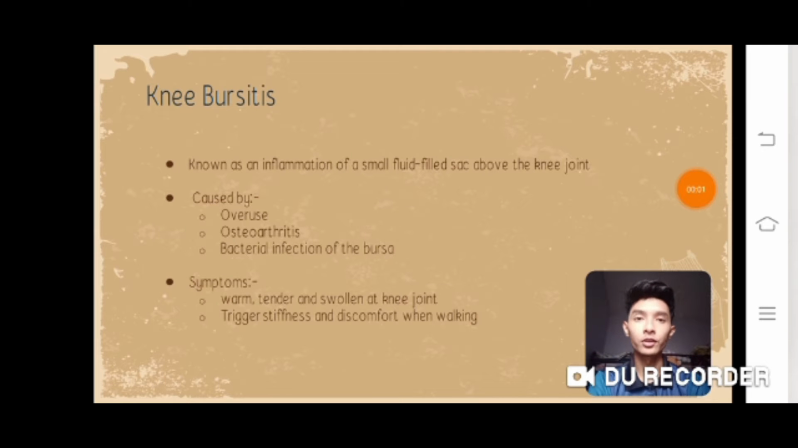Okay, for the third injury is knee bursitis. It is also known as inflammation of a small fluid-filled sac above the knee joint. It is commonly caused by overuse of the knee, osteoarthritis, and bacterial infection of the bursa, which is located at the inside of the knee. Okay, for the symptom, the patient will feel warm, tender, and swollen at the knee joints.